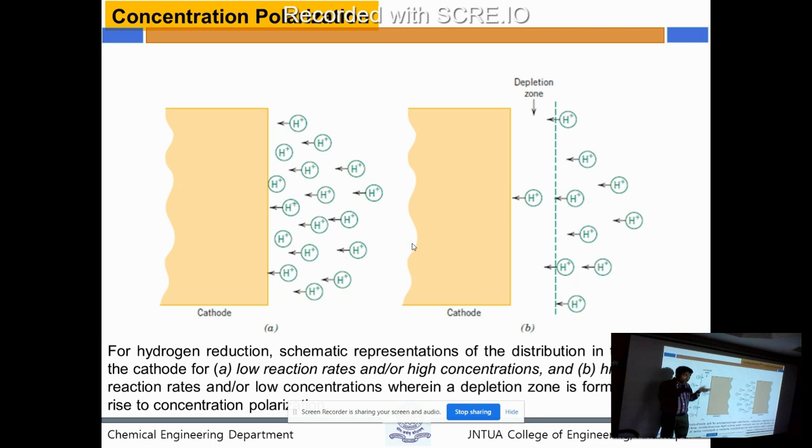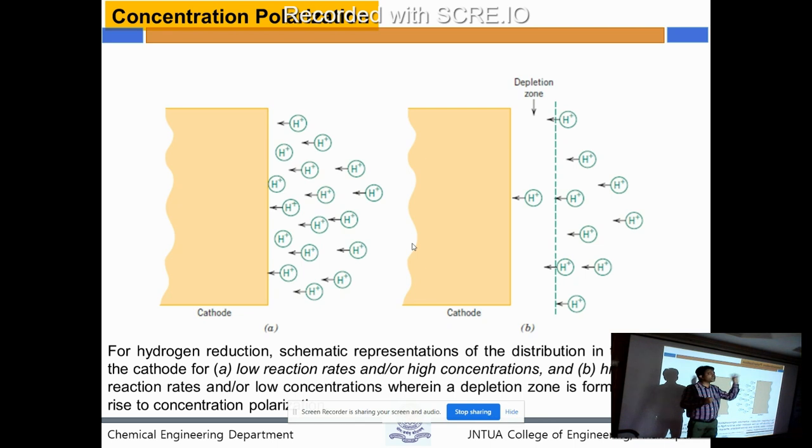Because if it is running with concentration polarization, it is already concentration polarized. Now I am pushing the ions to come to the surface by keeping some agitators. The corrosion is increasing. But in the case of activation polarization, increasing the agitator speed does not affect it.